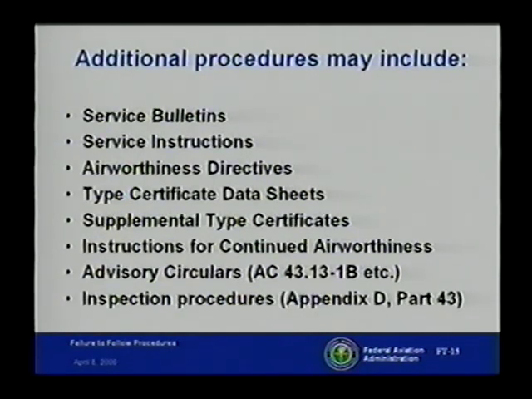Additional procedures may include service bulletins, service instructions, and airworthiness directives, which usually tie into the previous two mentioned. Again, the type certificate data sheet, a very important document. Also, supplemental type certificates. These are where the aircraft has been altered, but not a major enough alteration to require a new type certificate, but still major enough that it, for instance, could not be field approved by an FAA inspector.